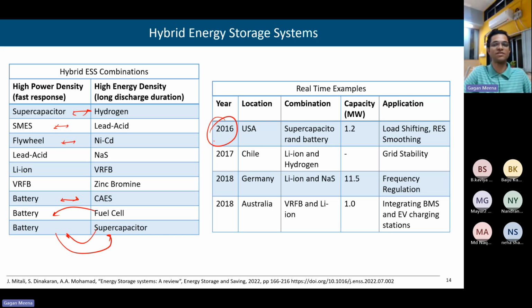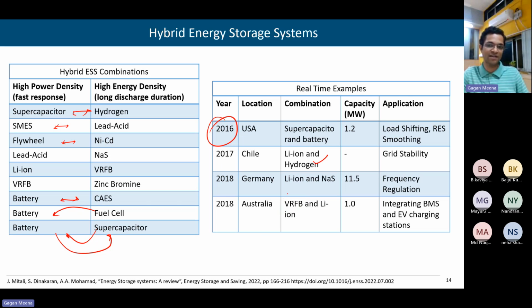Okay, so these are some real-time examples. In the US in 2016, the combination used a supercapacitor and battery for load shifting and RES smoothing. Then lithium ion and Chile, lithium ion and hydrogen, lithium ion and sodium sulfur. Sodium sulfur can provide a longer discharge duration. Then vanadium redox flow also here.